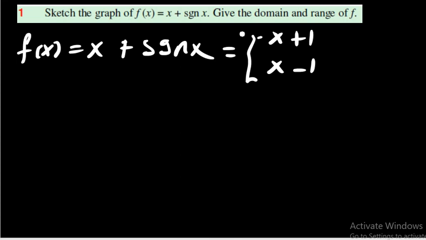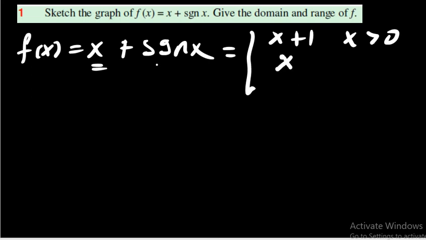We do have three possible outcomes here. What are they? The first one, as I said here, is x plus 1 when x is greater than 0. If a positive number is taken, the signum x will be 1. This x comes as it is. The second outcome is just x when x is equal to 0. If x is 0, the signum function will be just 0, so x plus 0 will be x. The last one is x minus 1, when x is less than 0.